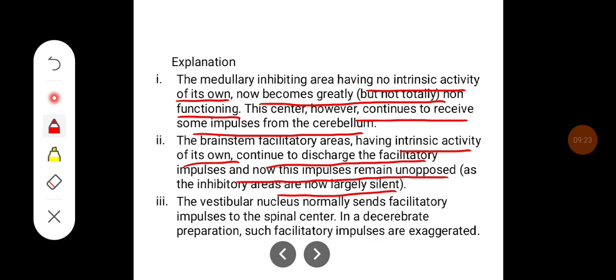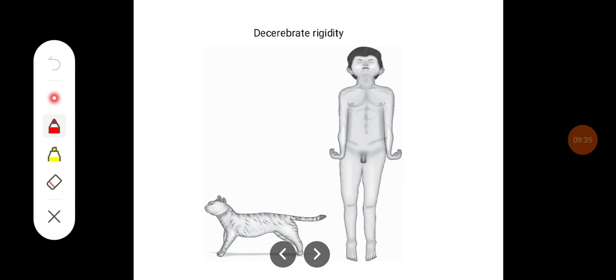The vestibular nucleus normally sends facilitatory impulses to the spinal center. In the decerebrate preparation, such facilitatory impulses are exaggerated. So this is the position in decerebrate rigidity. You can see all the legs are hyperextended in both the forelimbs and hind limbs, and in humans also you can see there is an increase in the tone of the extensors in the forelimb.